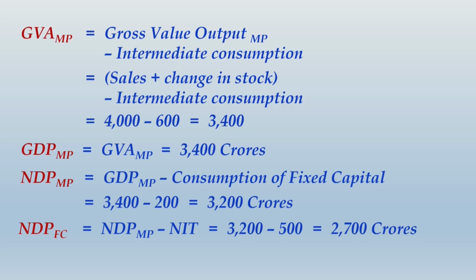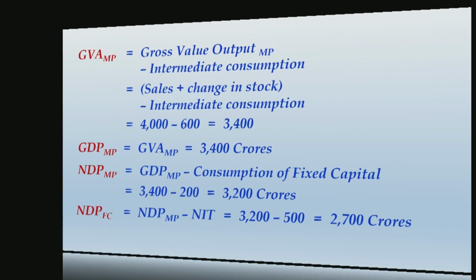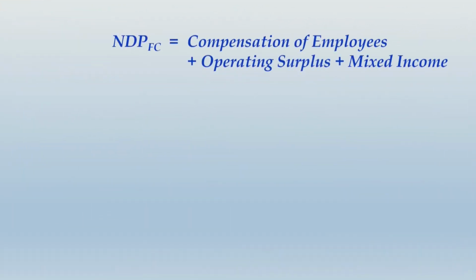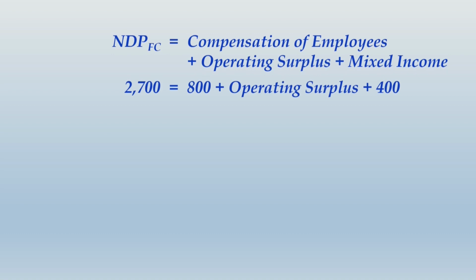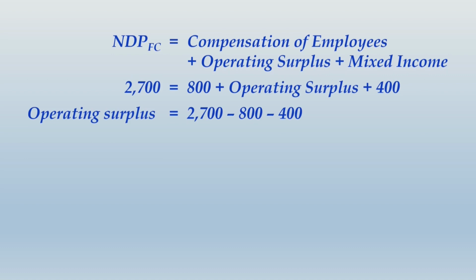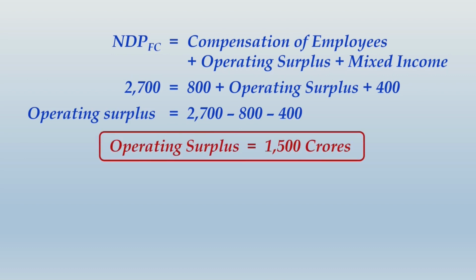Alright friends, once you have completed writing this part of the solution, let us move ahead and continue further. So net domestic product at factor cost is basically compensation of employees plus operating surplus plus mixed income. You know it. Let us put up all the values. So operating surplus is the missing value in that equation. When you solve it, you get the operating surplus as rupees 1000 crores. That will be end of this solution. So please write up and then we move ahead.